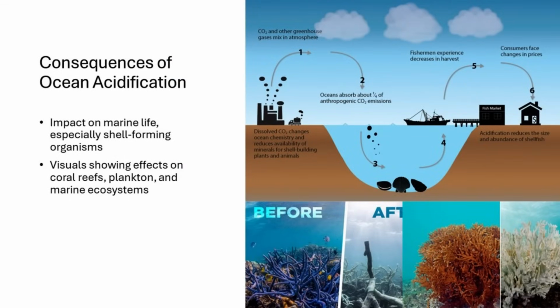Consequences of ocean acidification. As we move forward, we'll uncover the consequences of ocean acidification on marine life. Shell-forming organisms, like certain types of plankton, corals, and mollusks, face challenges in forming and maintaining their protective shells and skeletons. Visual aids will help us witness the effects on coral reefs, plankton, and broader marine ecosystems. It's essential to comprehend these consequences to appreciate the urgency of addressing and mitigating the impact of ocean acidification.